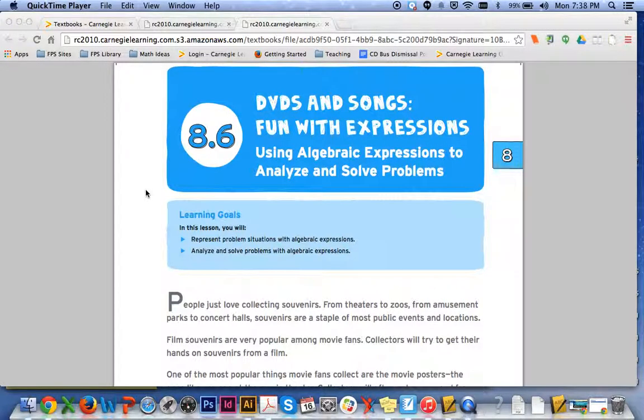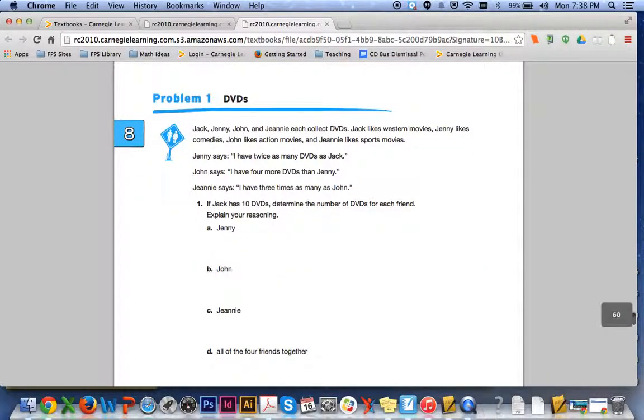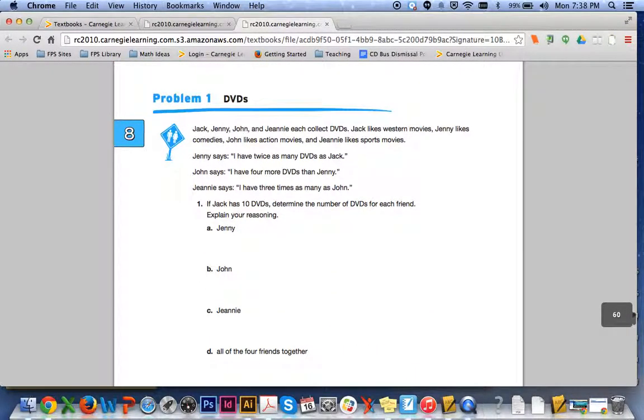Our lesson today is on algebraic expressions and using them to analyze and solve problems. This is lesson 8.6. In this lesson, we will represent problem situations with algebraic expressions and analyze and solve problems with algebraic expressions. So let's take a look at the first problem. This can be found on page 588.